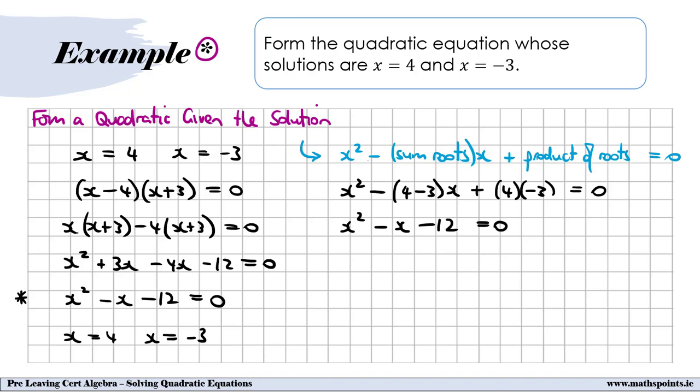And you can see that by using this very simple formula in blue, x squared minus the sum of the roots x plus the product of the roots equals 0, we can form a quadratic equation given the roots or given the solutions to that equation.